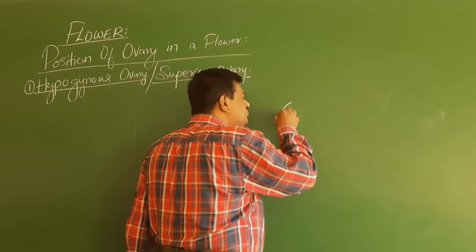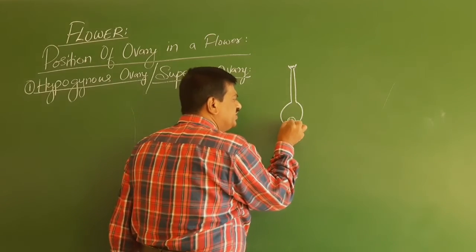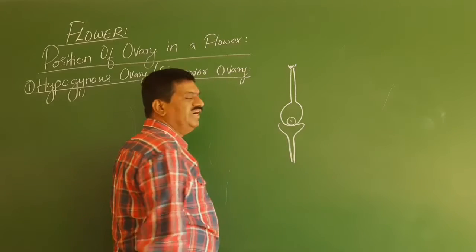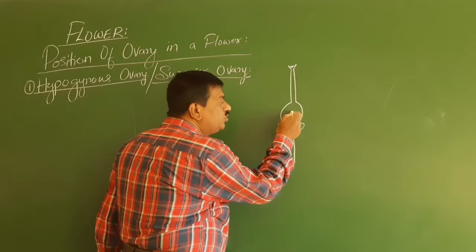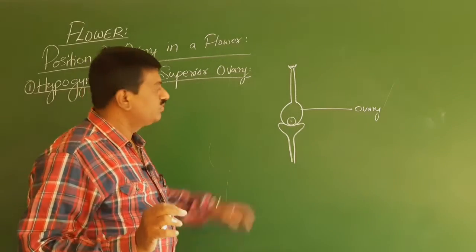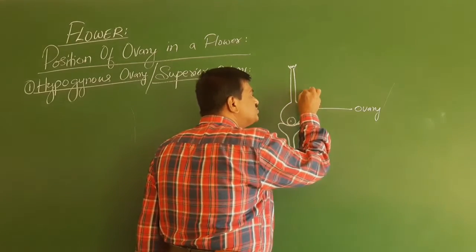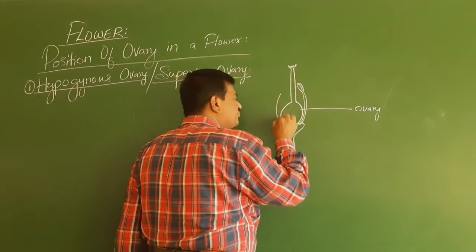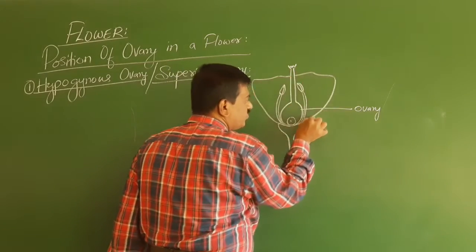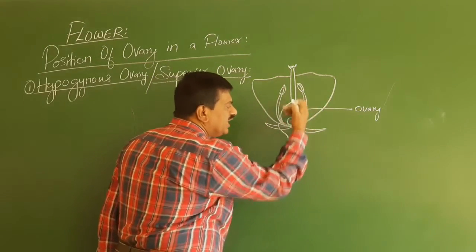So just have a look. This is the ovary, and here there is a style and stigma. Inside this there is a presence of ovule. Below this there is the thalamus, the pedicel. Now just observe. Below the ovary, all the other floral parts take their origin. Here, below the ovary, stamens arise. From here, corolla arises. From here, sepals arise. So sepals, petals and androecium arise below.